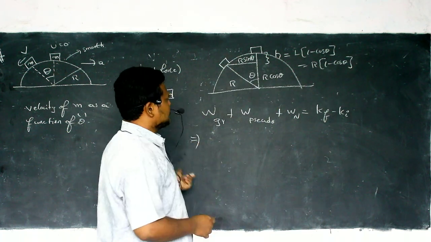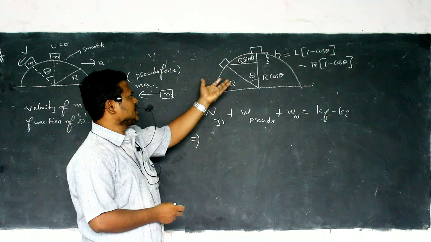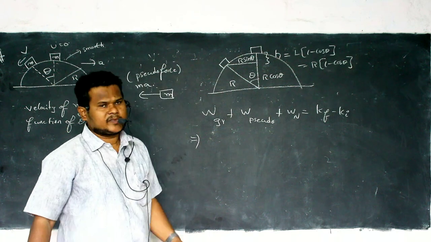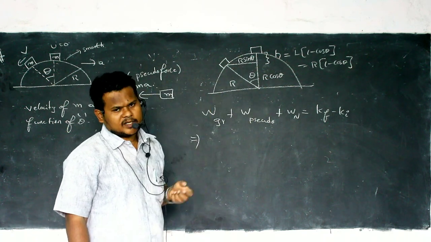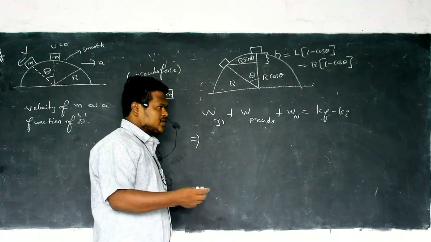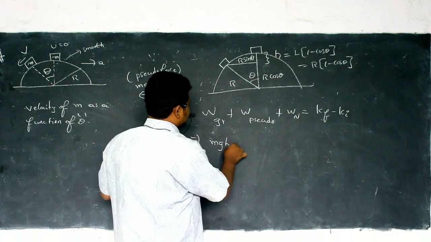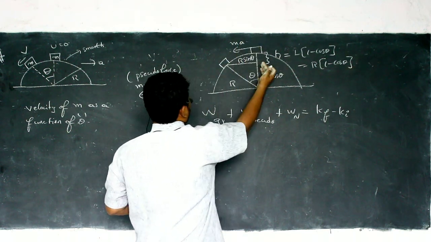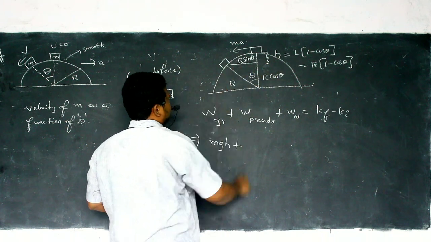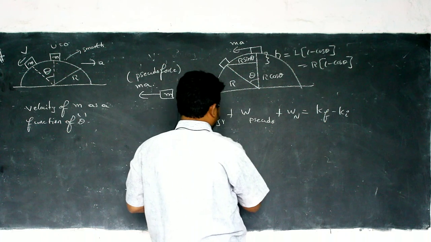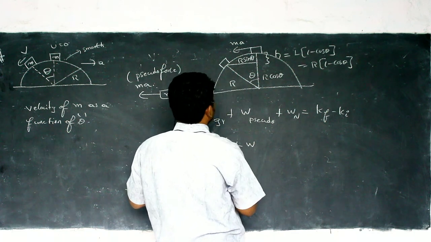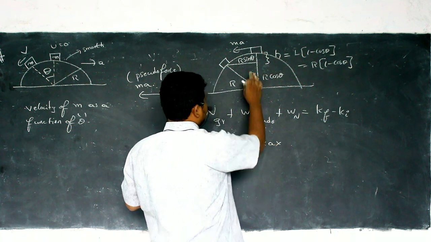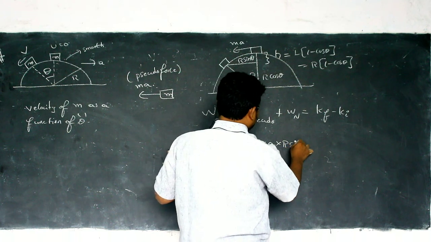So work done by gravitational force is how much? The weight of this body is mg, and it has come down by a distance of h, which is equal to r into 1 minus cos theta. Gravitational force and displacement are in the same direction, so the work done by gravity should be positive. Therefore mgh plus work done by pseudo force. The pseudo force is acting in this direction, and the body is also displaced in the same direction by r sin theta here. Work done by pseudo force is how much? Mass into acceleration into displacement, from here to here, which is r sin theta.